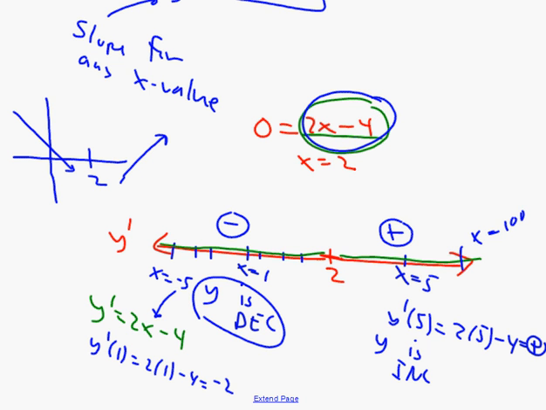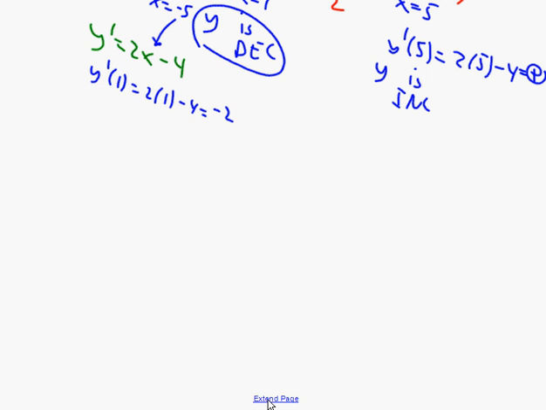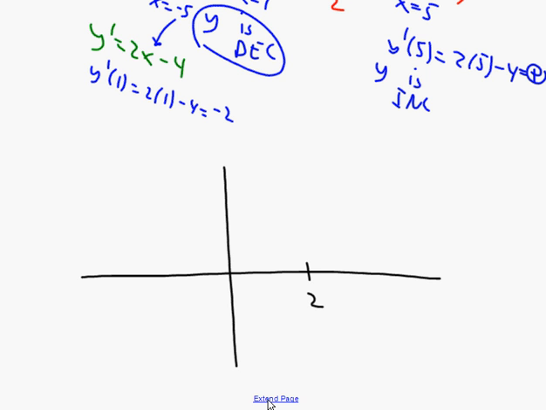So now we actually know the general shape of the function. What we know is, here's our x and y axis. We know that at x equals 2, there's a horizontal tangent somewhere.